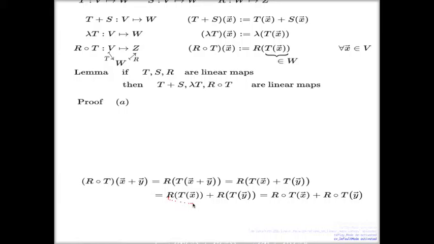So basically, it's a very simple proof, which goes from beginning to end, step after step. At each step, you just make a proper reference to something either in the assumptions, like T or R linear maps, or something in the definitions, and that's the end of it.